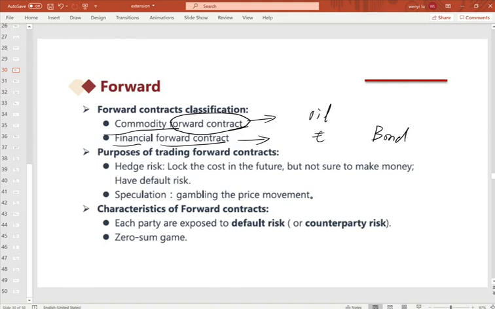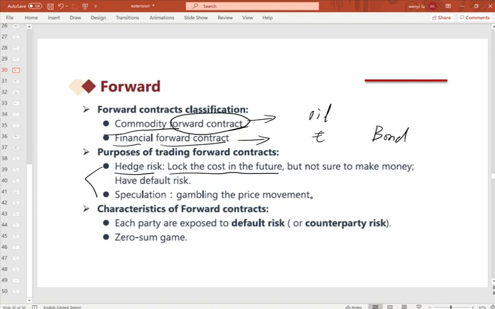So why do we need to sign a forward contract? This will be executed in the future. There are two purposes for trading a forward contract. One is hedging, one is speculation. Hedging means you have something in your hand, and you are worried about the potential risk for this underlying asset. So you sign this forward contract to lock the cost in the future. In such a case, your purpose is not to make money, but to reduce your potential risk in the market.